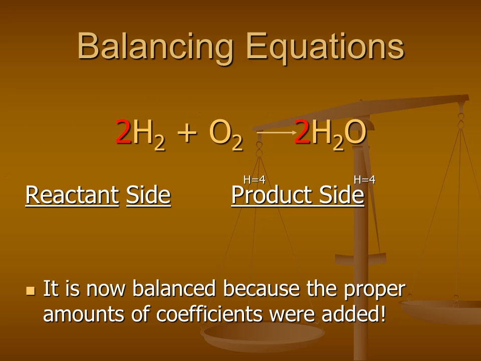Well, if you add a coefficient of 2 on the left side, it makes H now 4, because 2 times 2 is 4. And it is now balanced because the proper number of coefficients were added. You cannot take away or add the little numbers. You can add big numbers.